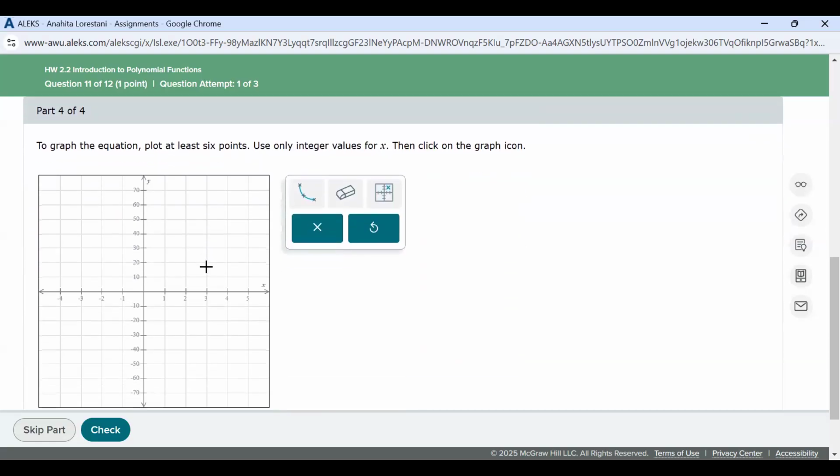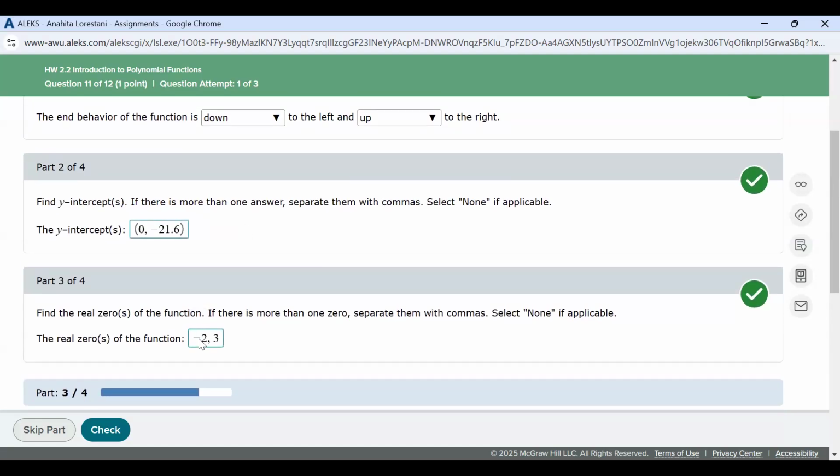And we want to graph it. This is at least 6 points. If it's looking for 6 points, we have 3 of the 6. We have the x-intercepts, negative 2, 0 and 3, 0, and the y-intercept. So we need 3 more points. So the other points, we are just going to pick something for x and evaluate the function.